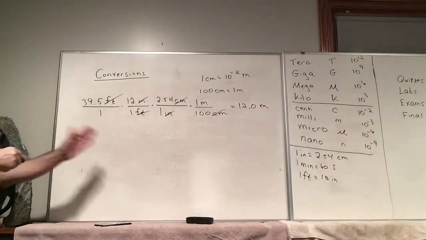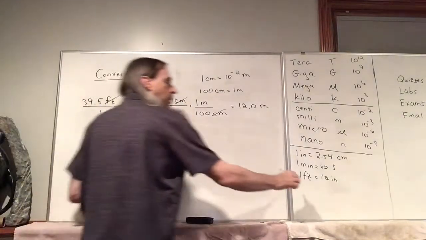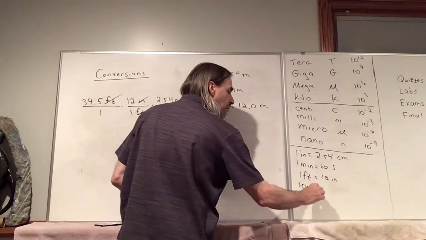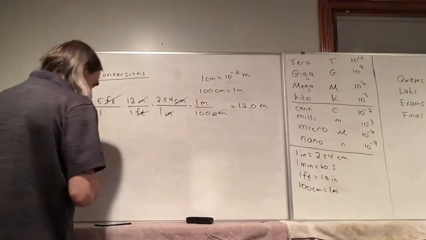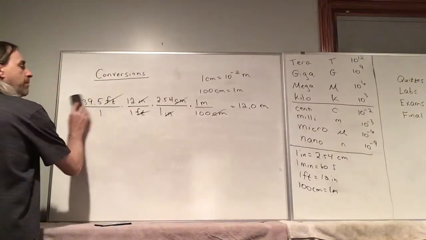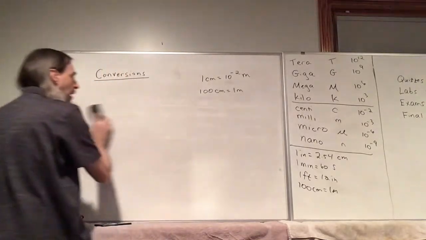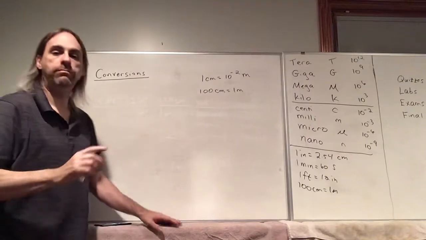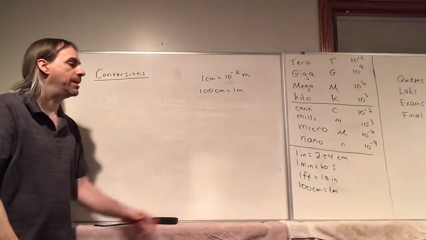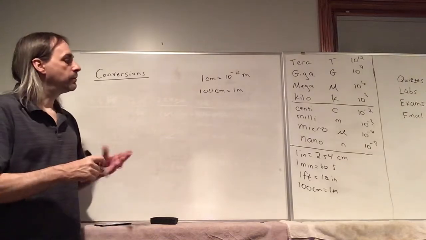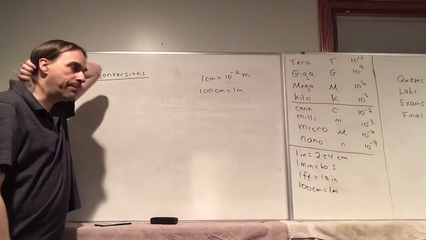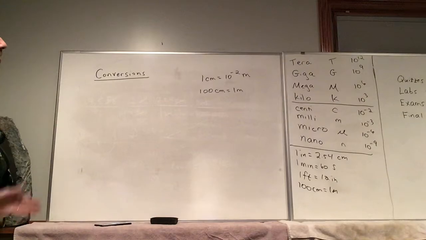Now that was kind of a straightforward one. I'm going to move this over. 100 centimeters is 1 meter. I'm going to do another example of a conversion. I think we'll do 2 more. But one just because it's very common, and we can also illustrate another concept that could help us out.